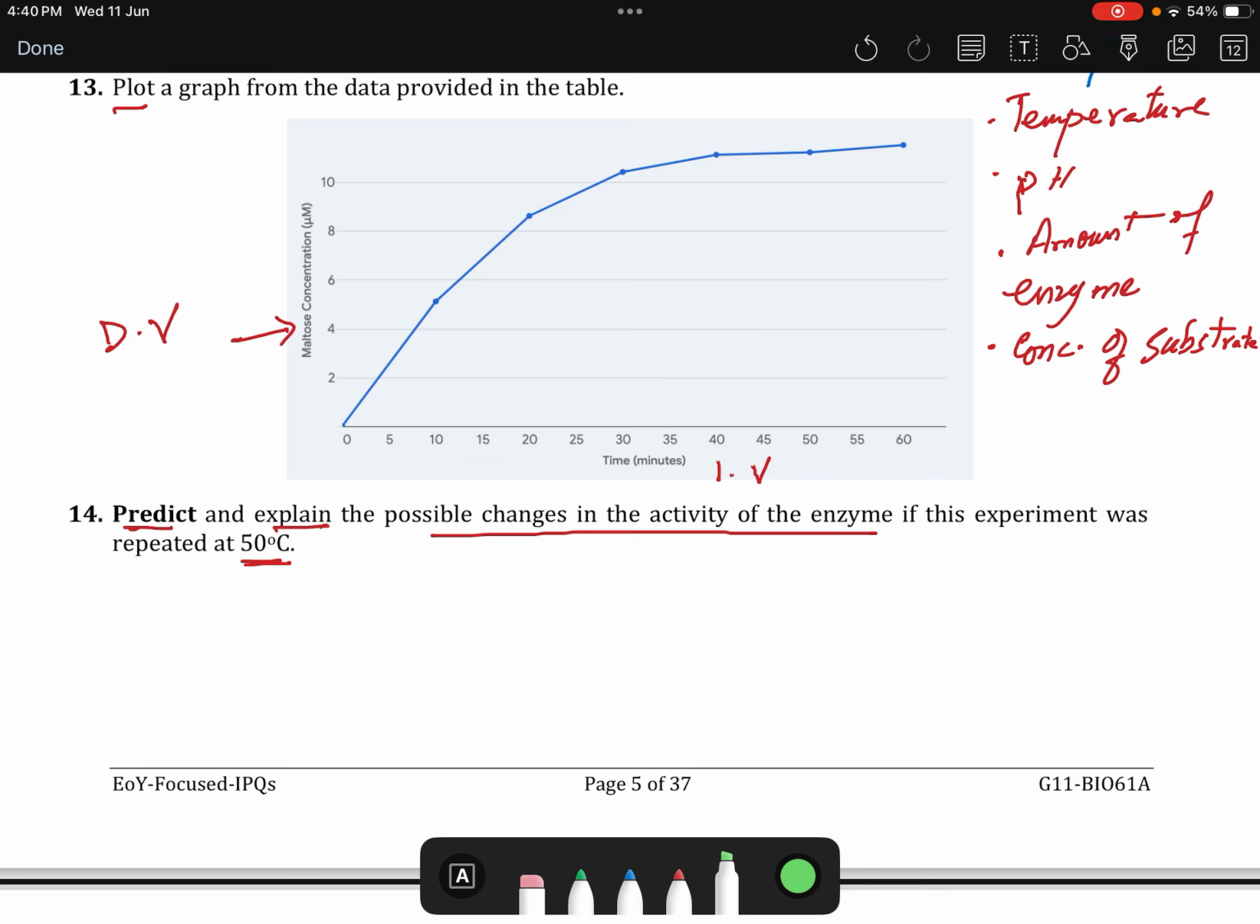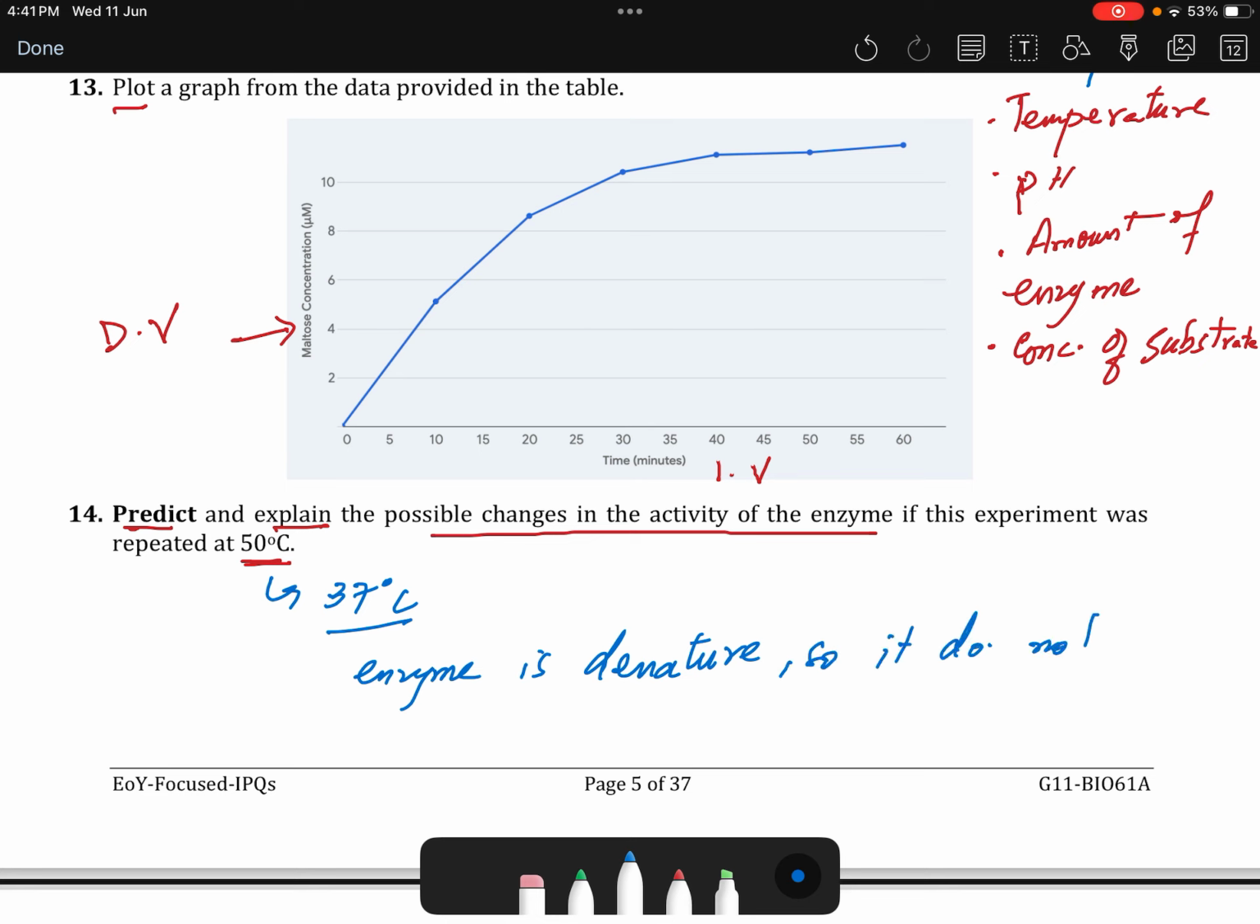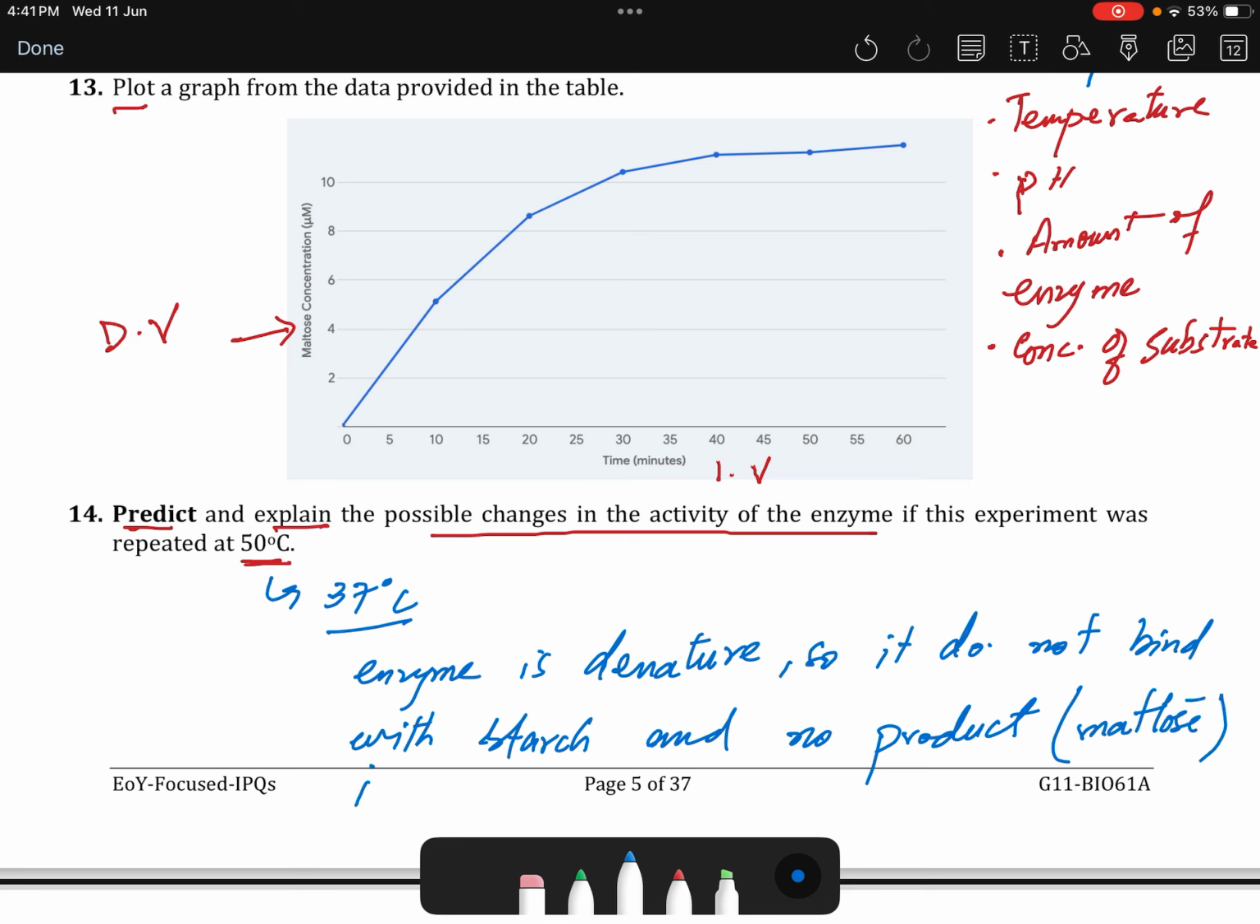And why? Because this higher temperature is more than the optimal temperature, that was 37 degrees. So what happened to the enzyme? The enzyme is denatured, and it's not binding with the substrate, the starch. Enzyme is denatured, so it does not bind with starch and no product, that's maltose, is produced.